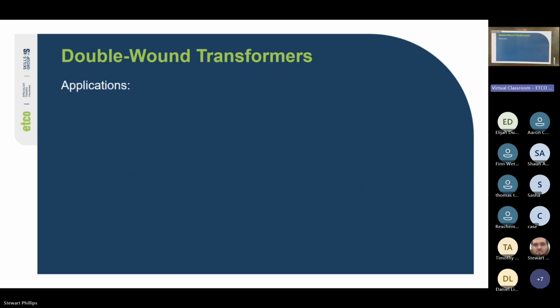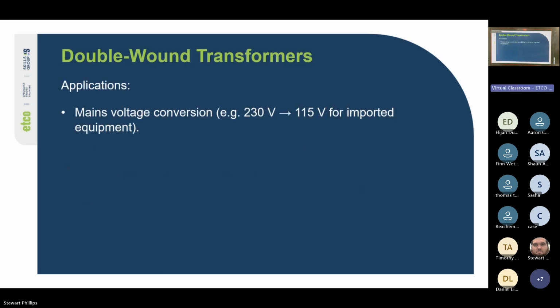Cool. So the applications: mains voltage conversion, so 230 to 115 for our imported equipment, or our mains conversions from low voltage to high voltage and high voltage to low voltage. We use them for control circuits and lighting transformers.